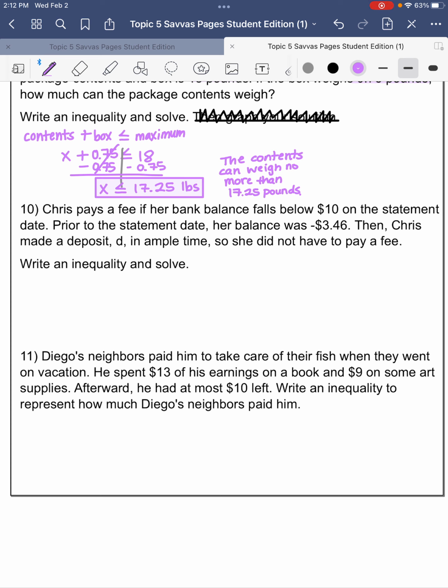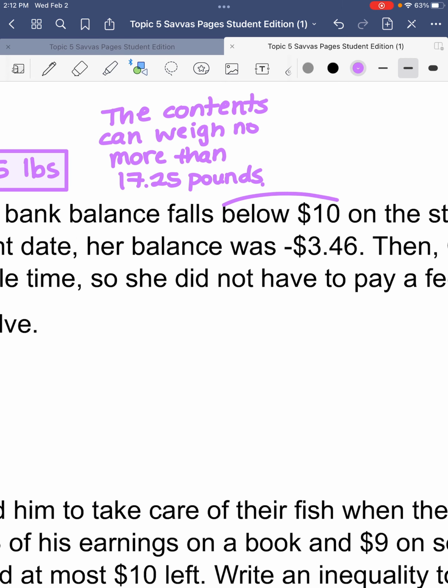Chris pays a fee if her bank balance falls below $10 on the statement date. Prior to the statement date, her balance was negative $3.46. Then Chris made a deposit D in ample time, so she did not have to pay a fee. Write an inequality and solve. Okay, so some important information here. She pays a fee if her balance falls below $10, right?